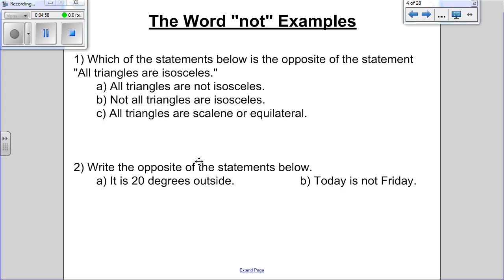Down here, next page. Right here they have three examples of how they've tried to negate something or change it from a false statement to a true statement. The original statement was, all triangles are isosceles. That is a false statement.